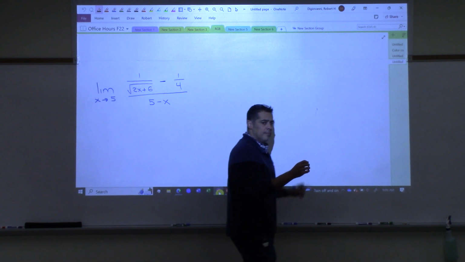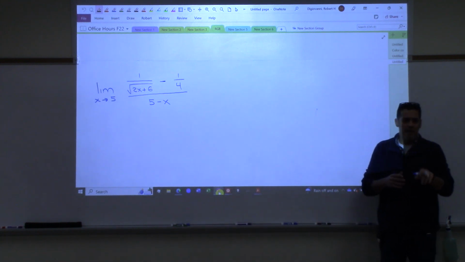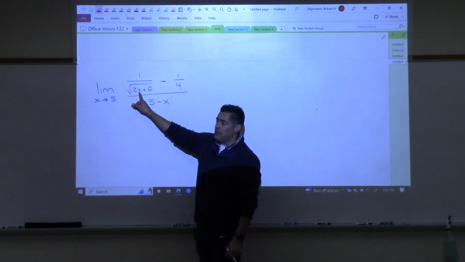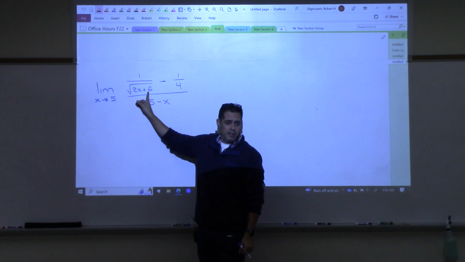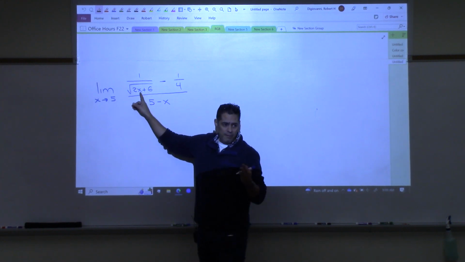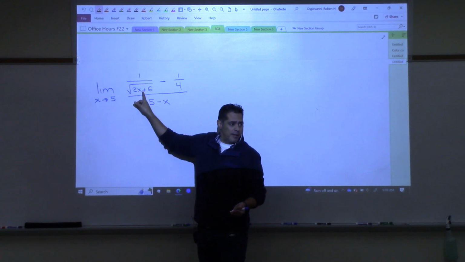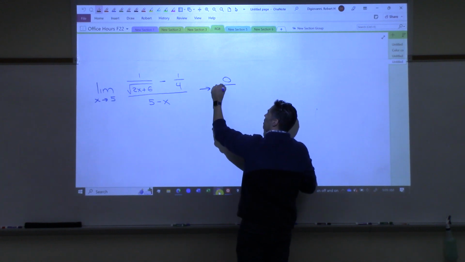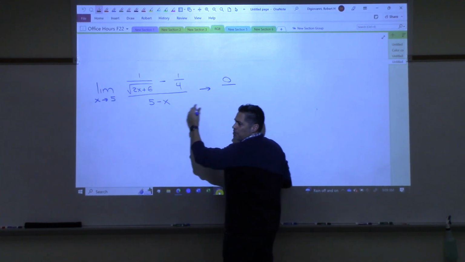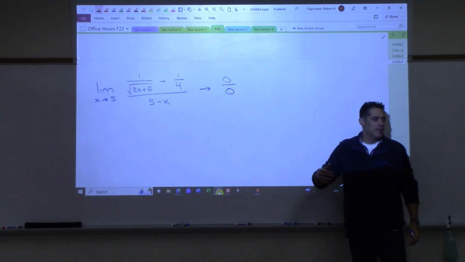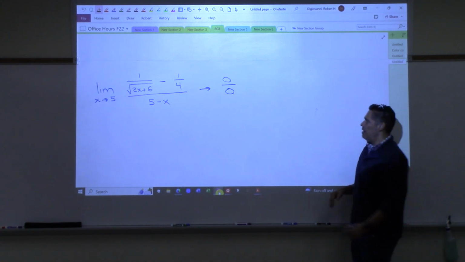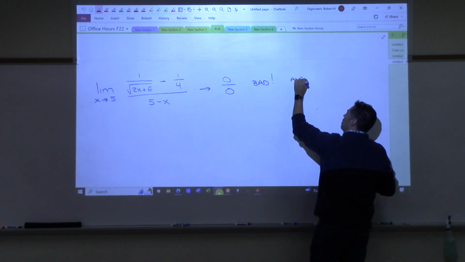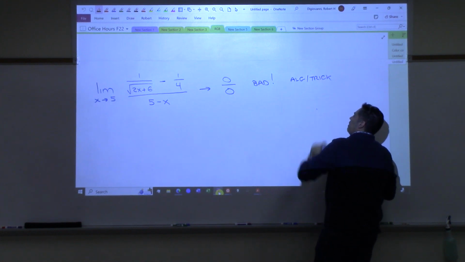All right, first step, replace x with 5, right? Let x become 5. Let's see what happens. So 2 times 5 is 10, right? 10 plus 6 is 16. The square root of 16 is 4. So you get 1/4 here, right? Minus 1/4, 0. So we get 0 on top. On the bottom, 5 minus 5, 0 as well, right? So this is bad. Got to do some algebra, some sort of trick, something, right?